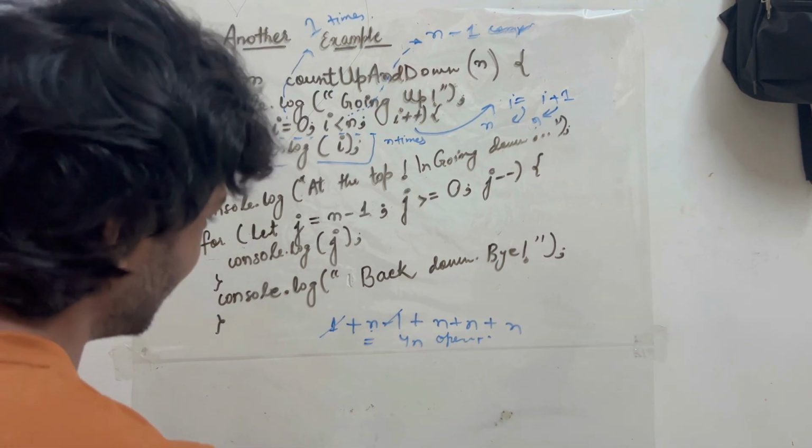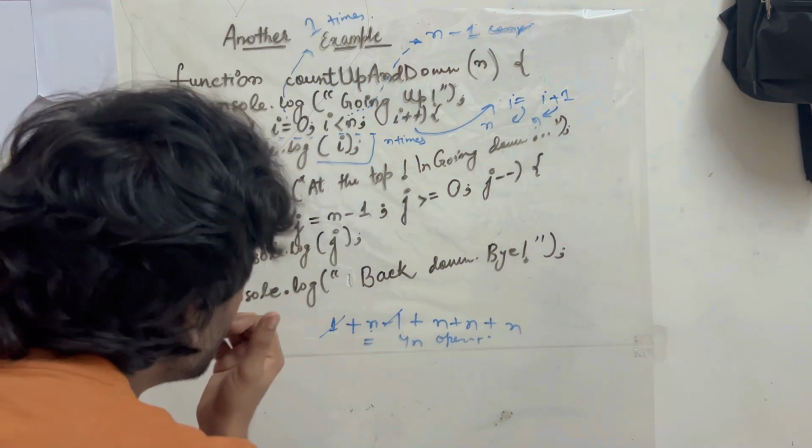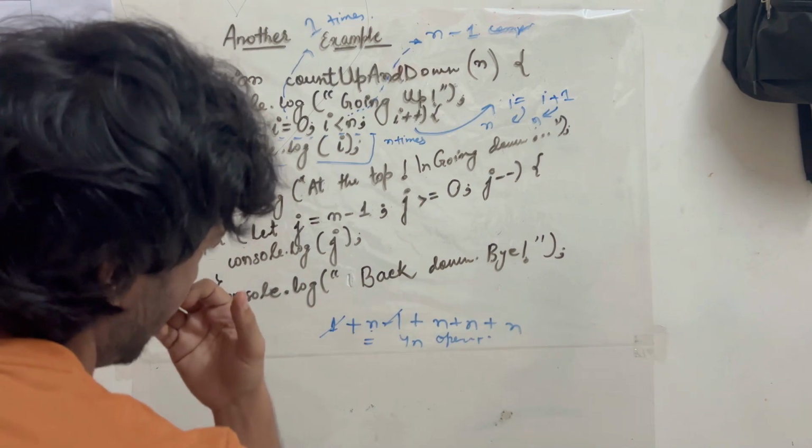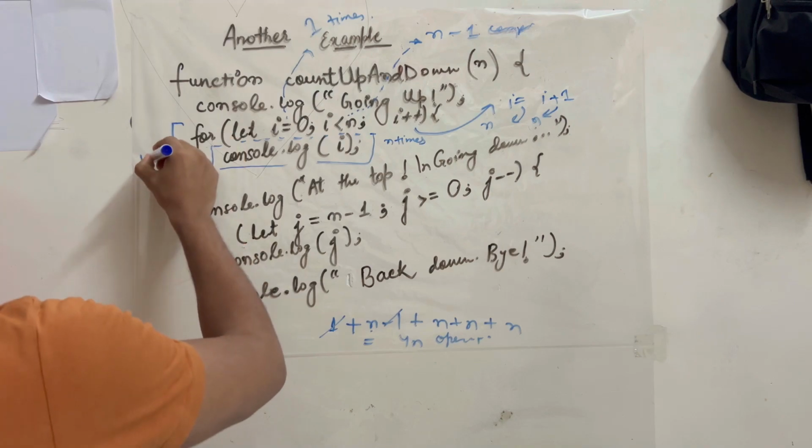Wait a second. Is it? Can I reduce these things? But whatever, the overall complexity is simply O of n.